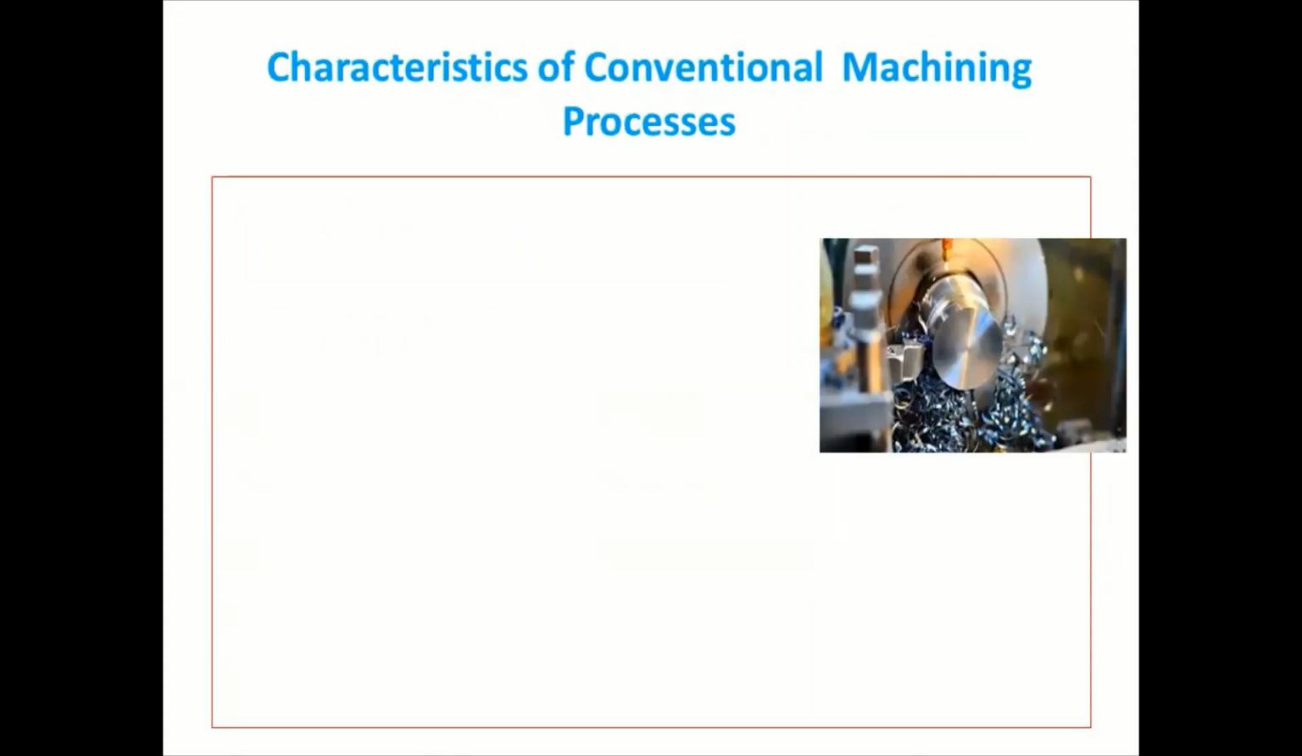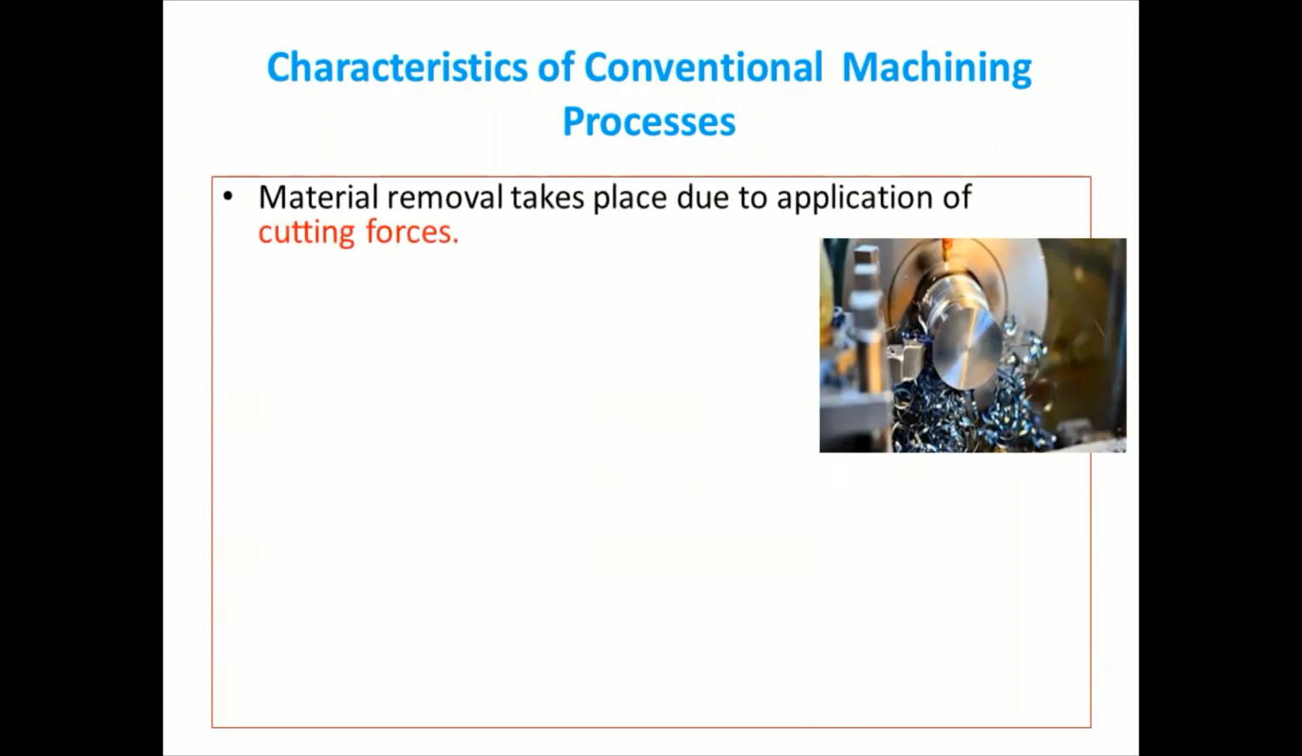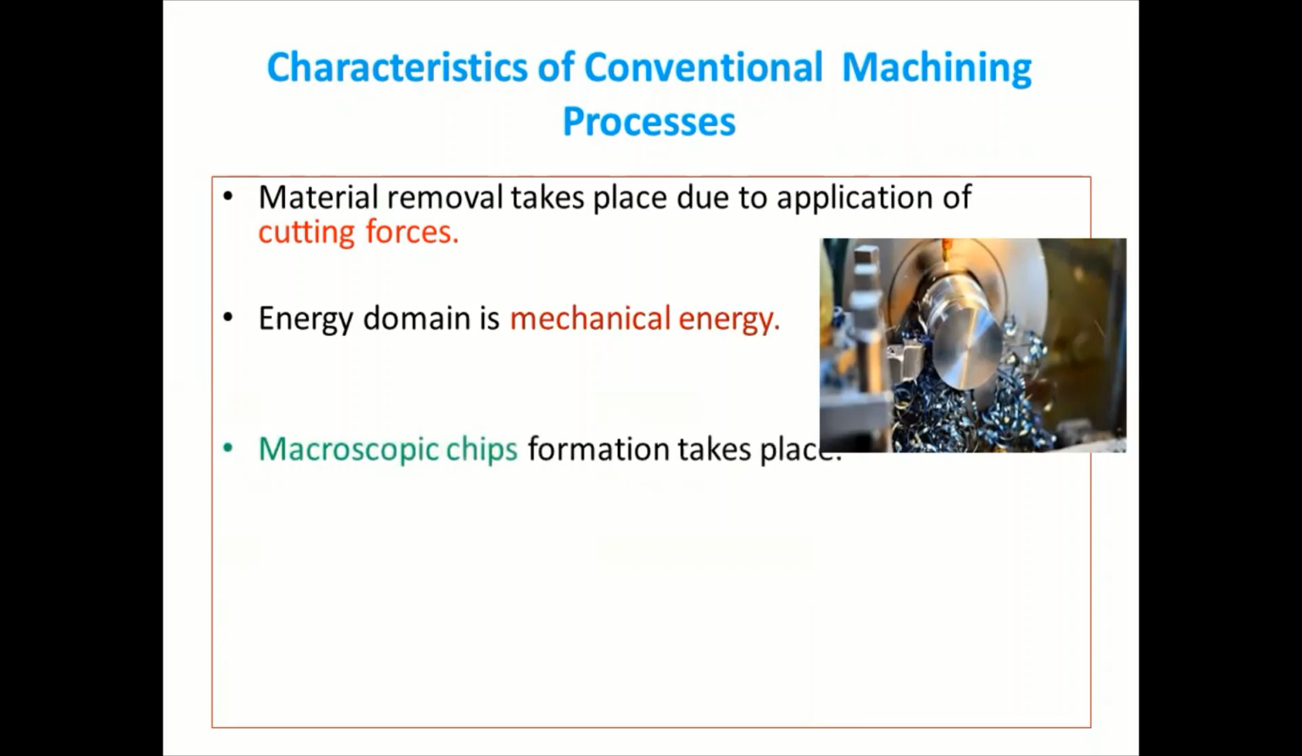Characteristics of conventional machining process. Material removal takes place due to the application of cutting force. So we have seen that more force has been applied, right? That is the basic characteristic of the conventional machining process. Energy domain is mechanical energy. As we know, especially the kinetic energy and the potential energy, which is used by means of a gear mechanism or a rack and pinion. So such type of energies we are using in the conventional machining process.